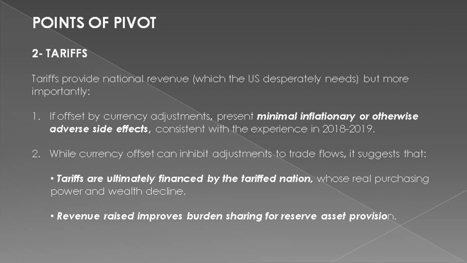Tariffs provide national revenue, which the U.S. desperately needs, but more importantly, possibly, is offset by currency adjustment. It presents minimal inflationary or otherwise adverse side effects consistent with the experience in 2018 and 2019. While currency offset can inhibit adjustments to trade flows, it suggests that tariffs are ultimately financed by the tariffed nation, whose real purchasing power and wealth decline, and the revenue raised improves burden sharing for reserve asset provision.